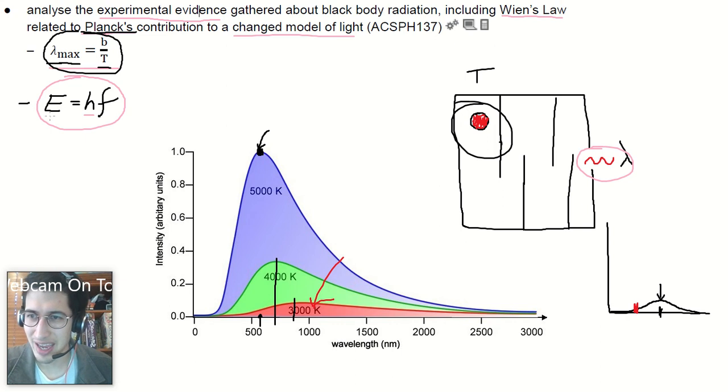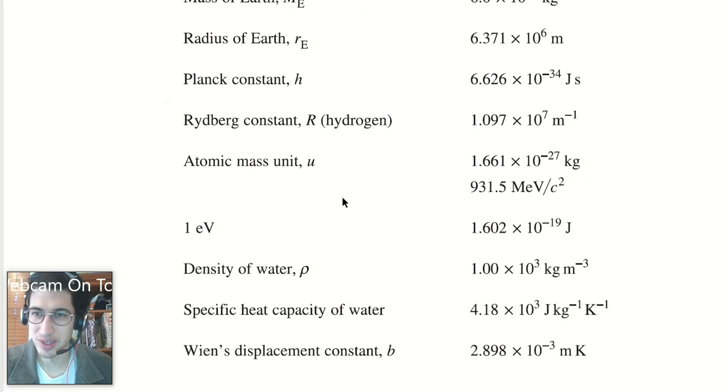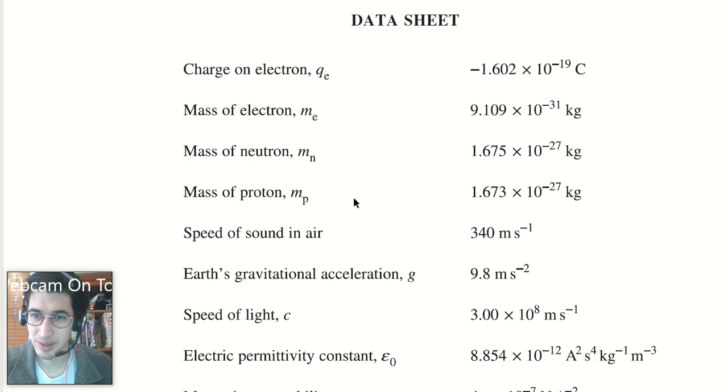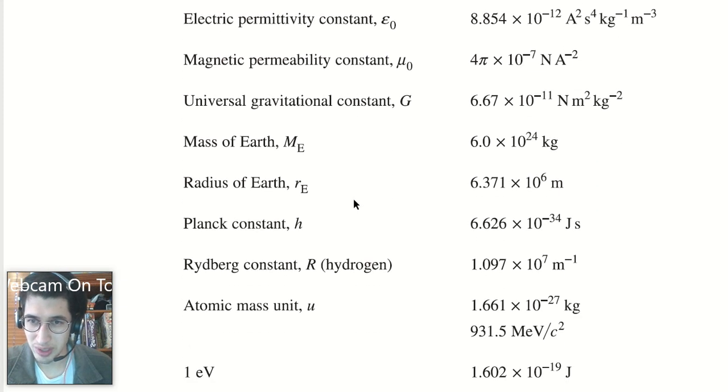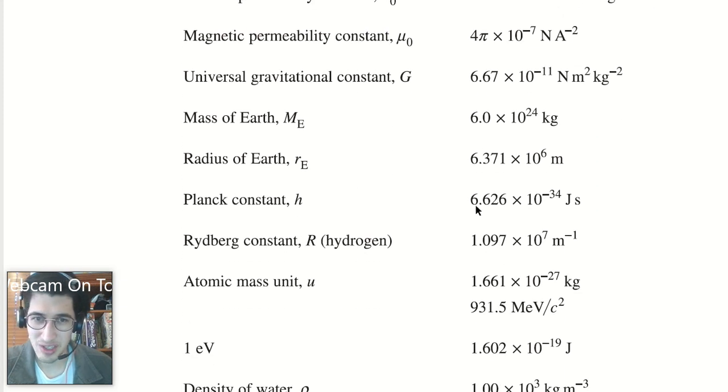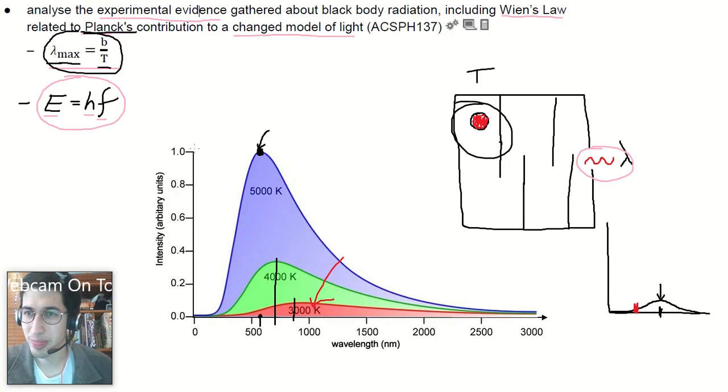It says the energy of one chunk of light is equal to the frequency of that light, or its wavelength, because those two are inverse, times some constant. And this constant again is on here somewhere. Surely it is. It's a very important one. Planck's constant h, 6.626 times 10 to the negative 34 joule seconds. Okay, seconds because frequency is in hertz, which is number per second, and energy is in joules.